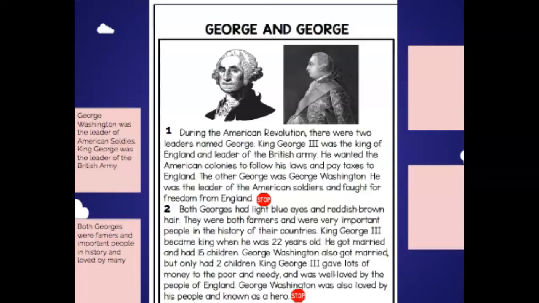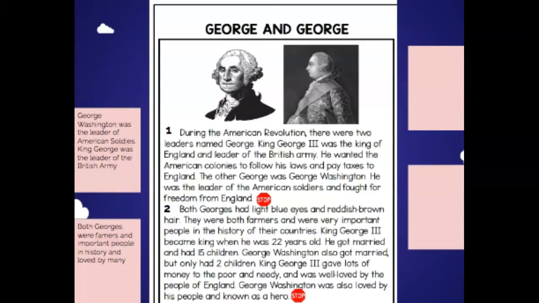Paragraph 2. Both Georges had light blue eyes and reddish brown hair. They were both farmers and very important people in the history of their countries. King George III became king when he was 22 years old. He got married and had 15 children. George Washington also got married, but only had 2 children. King George III gave lots of money to the poor and needy, and was well loved by the people of England. George Washington was also loved by his people and known as a hero.